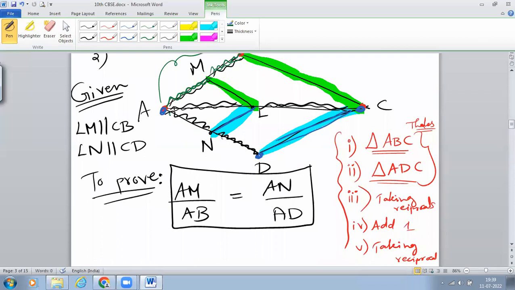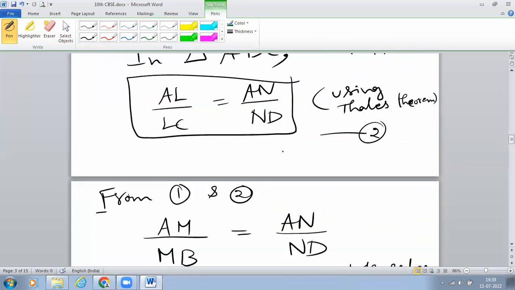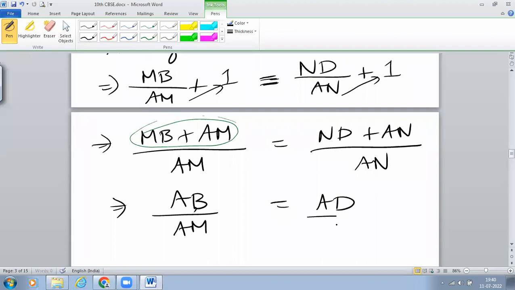Likewise, AN plus ND can be expressed as AD. Are you able to understand this? So in the next step, what I'm going to do is MB plus AM, that is what? AB. That is AB divided by AM, which is equal to ND plus AN. Just now I have shown, AD. That is AD. Very good. ND plus AN is AD divided by AN.